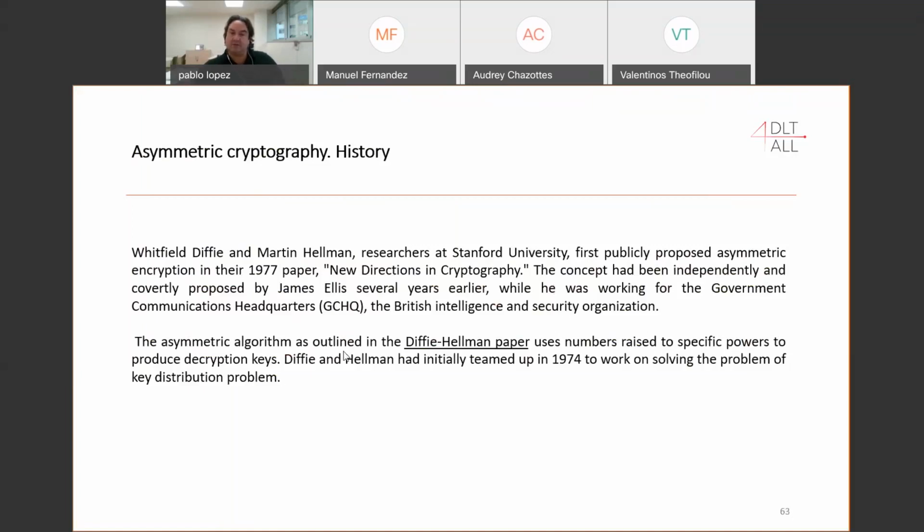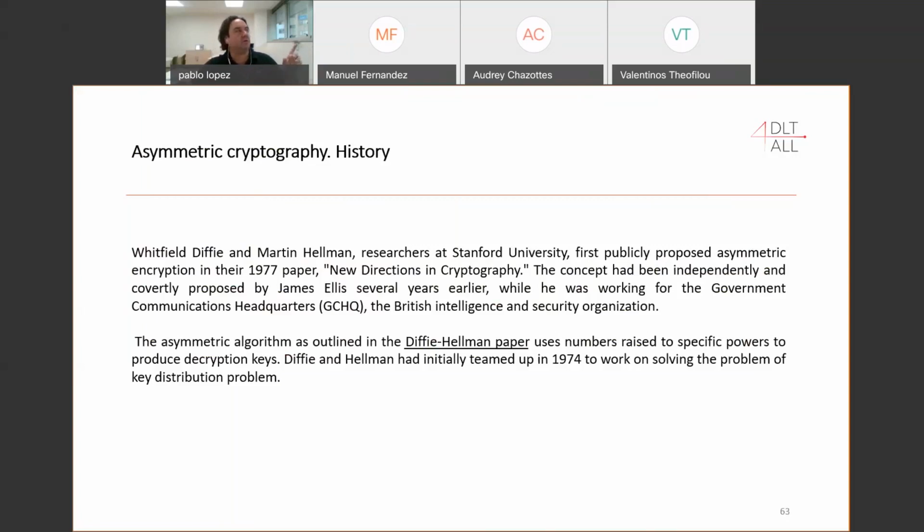The asymmetric algorithms outlined in this Hellman paper use numbers raised to specific powers to produce these encrypted keys. They initially teamed up in 1974 to work on solving the key distribution problem. We saw yesterday that cryptography has been along our human history, and since 40, 50 years ago, there were more advanced cryptography uses.